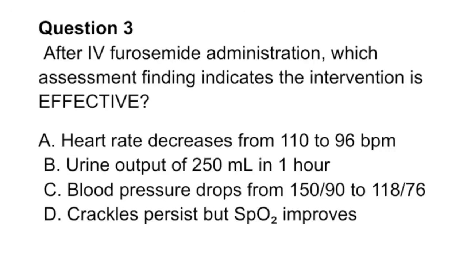Question 3. After IV furosemide administration, which assessment finding indicates the intervention is effective? A. Heart rate decreases from 110 BPM to 96 BPM. B. Urine output of 250 milliliters in 1 hour. C. Blood pressure drops from 150/90 to 118/76. D. Crackles persist but SpO2 improves.